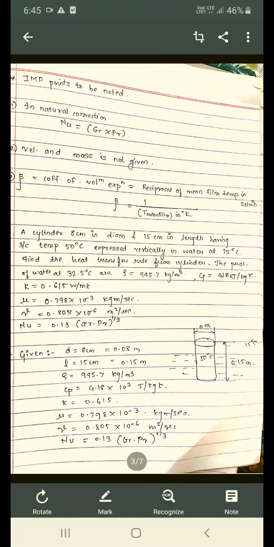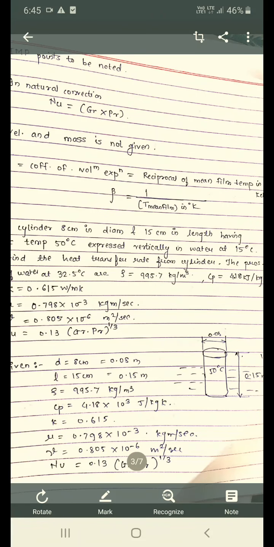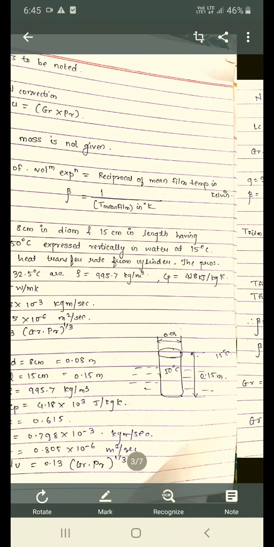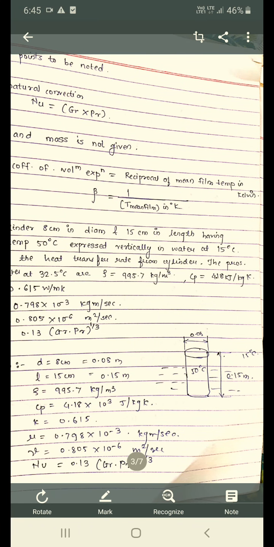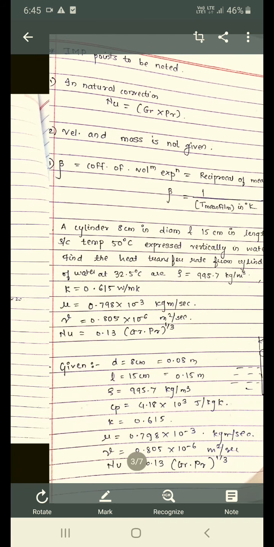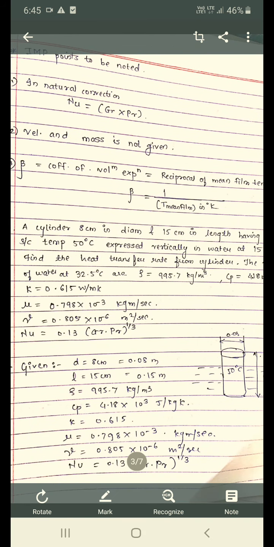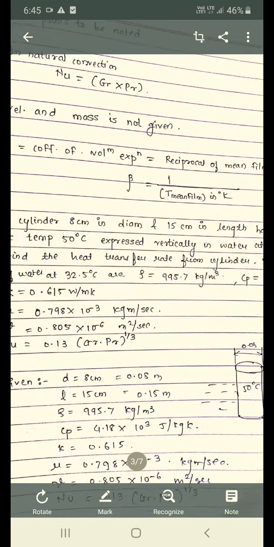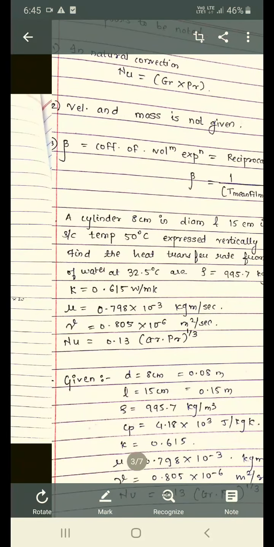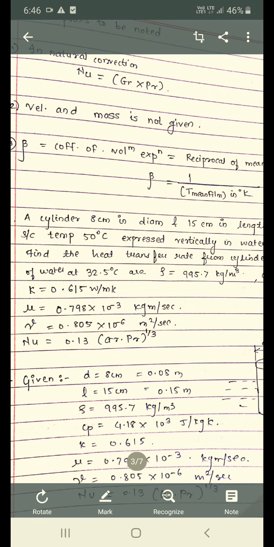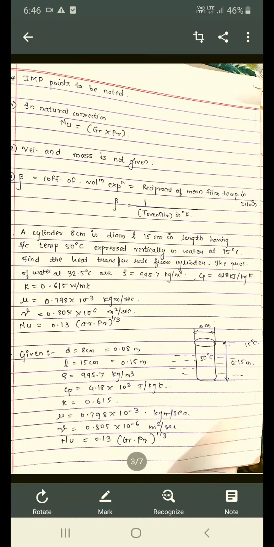The properties of the water at 32.5 degrees Celsius are given: rho, the density, is 995.7 kg per meter cube, Cp, the specific heat, is 4.18 kilojoule per kg Kelvin, along with thermal conductivity, dynamic viscosity and kinematic viscosity values, and the empirical correlation Nu is equal to 0.13 (GrPr) raised to 1 by 3. So these are the given things in this problem, and we are supposed to calculate the heat transfer rate.